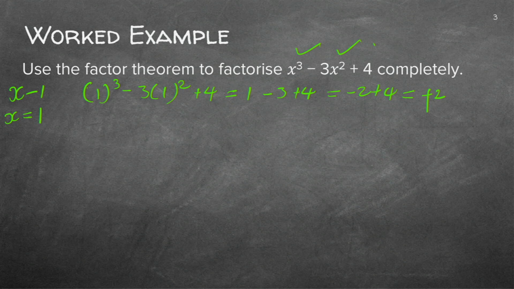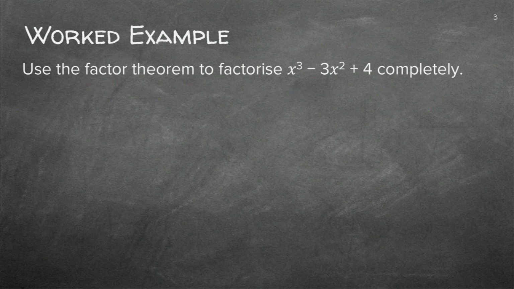So we need to try another value. Let's clear that and try the opposite, x plus 1. If I have x plus 1, I'm saying x equals negative 1. Let's substitute negative 1 and see if it gives us 0. So I have negative 1 to the power of 3 minus 3 times negative 1 squared plus 4.